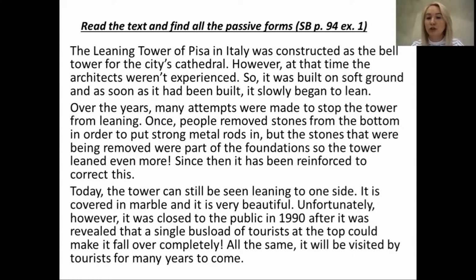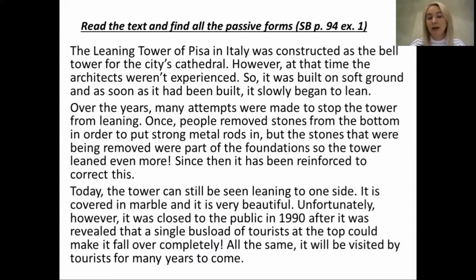Once, people removed stones from the bottom in order to put strong metal rods in, but the stones that were being removed were part of the foundations, so the tower leaned even more. Since then, it has been reinforced to correct this. Today, the tower can still be seen leaning to one side. It is covered in marble and is very beautiful.